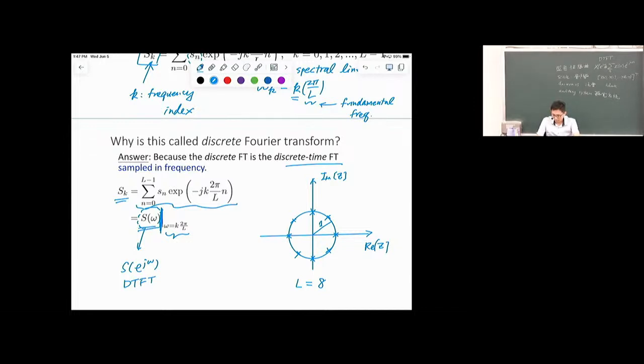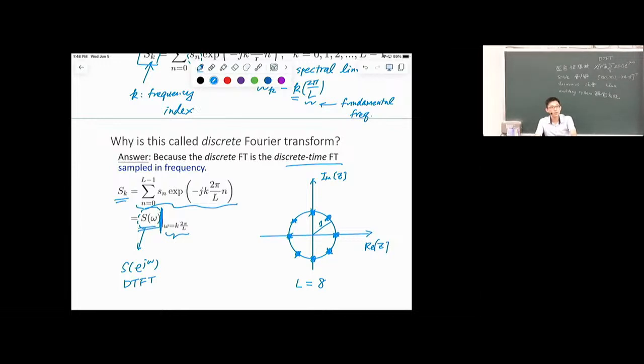If this is an example of L equals 8, then what DFT does is calculate the spectrum, but only at these 8 discrete frequencies. Maybe I shouldn't use the cross sign, because this is not about the pole of a system. Let me use another symbol, just a circle, some kind of dot. We are separating the unit circle into 8 equal parts.